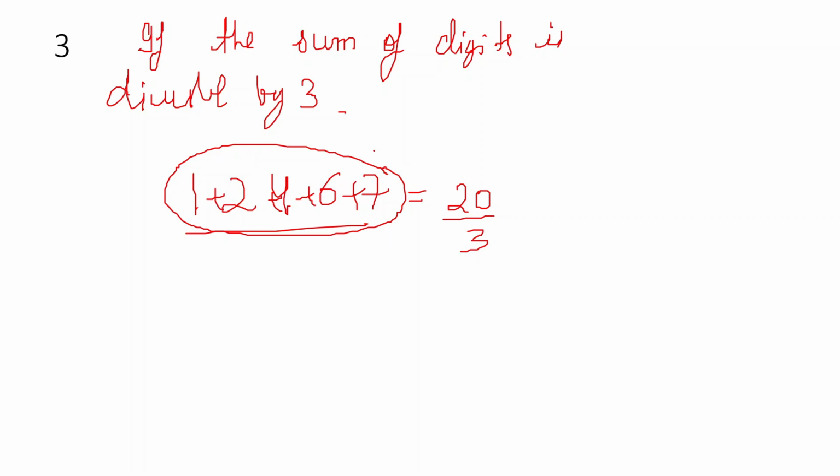I hope everyone got it. If the sum of the digits is divisible by 3, then the number will be divisible by 3. If the sum of the digits is not divisible by 3, the number will not be divisible by 3. This is the basic rule. It's not difficult, it's a simple thing.